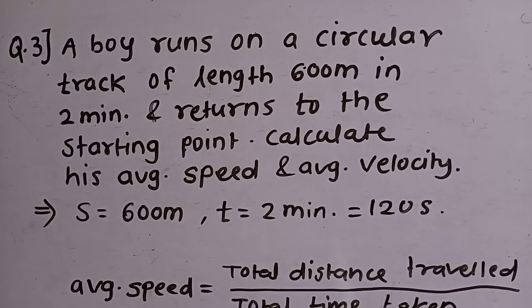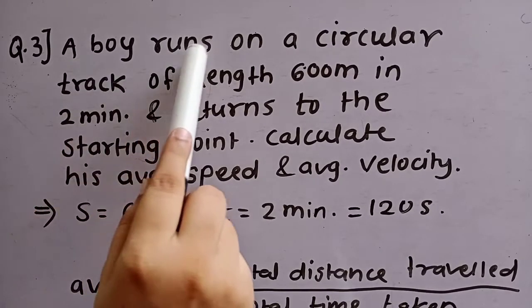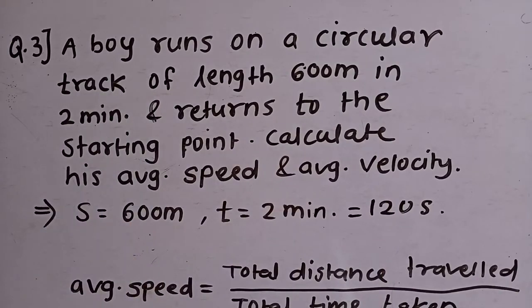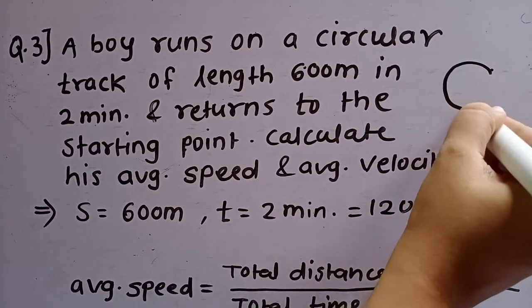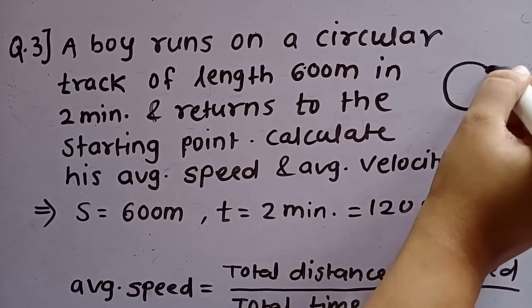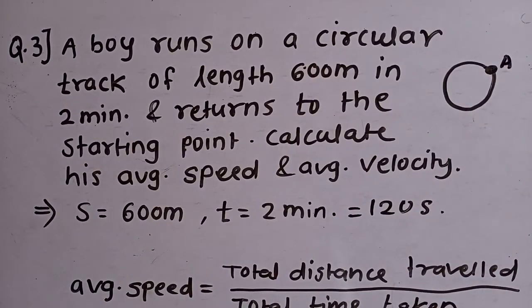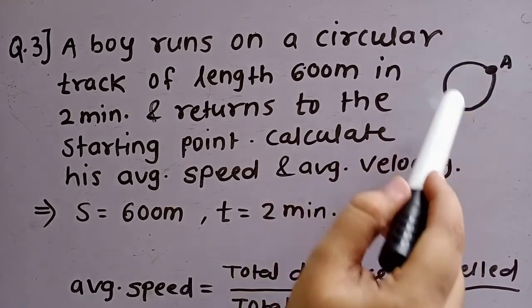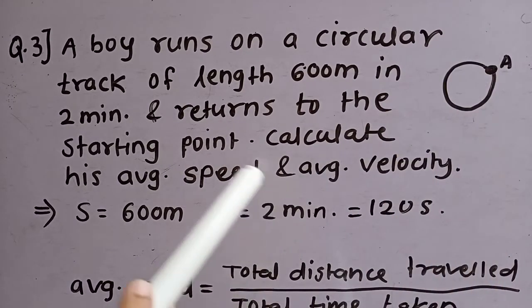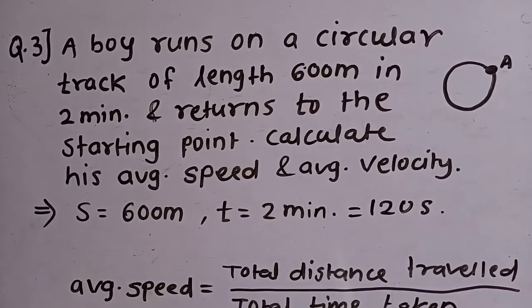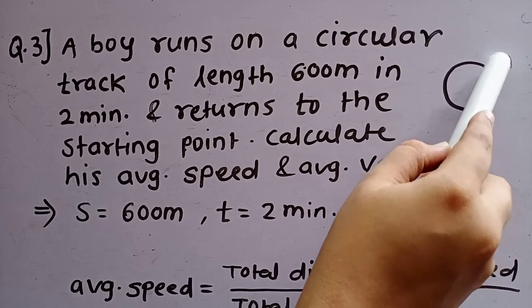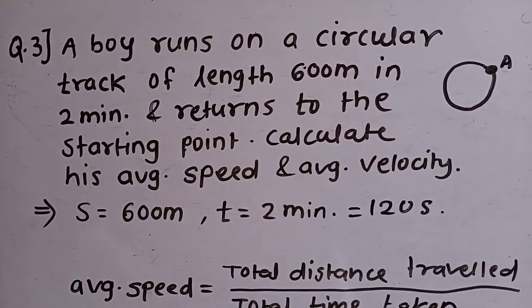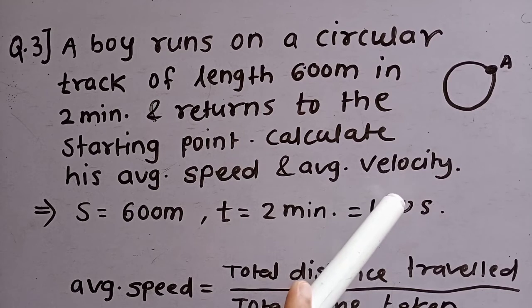Now students, we will see the third question: a boy runs on a circular track. Suppose this is a circular track. The boy starts from this point. The length of the track is 600 meter, and the time required is 2 minutes. He starts from A and returns to the same point. Calculate his average speed and average velocity.